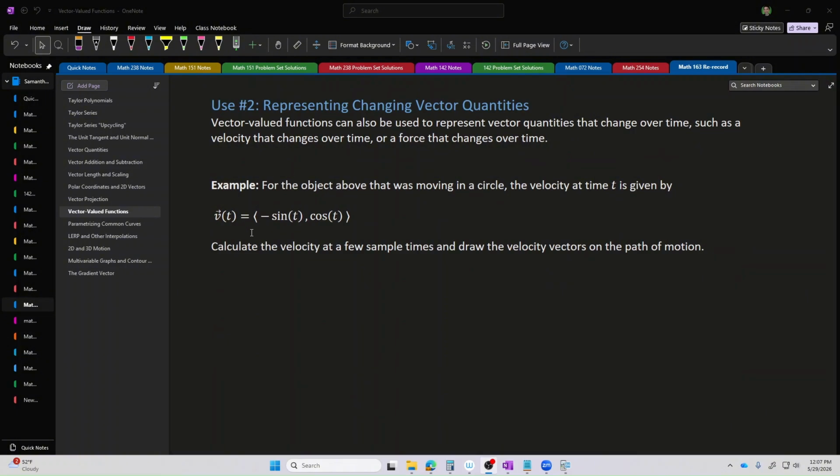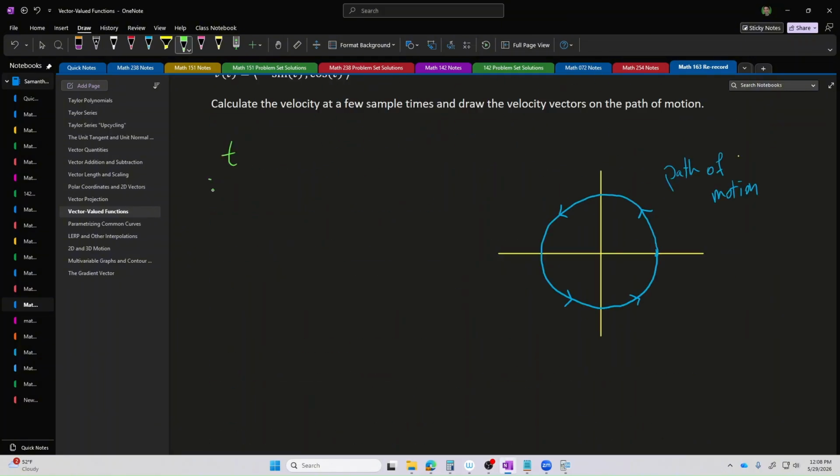The velocity of the object at time t is given by negative sine in the x component and positive cosine in the y component. So let's go ahead and calculate this velocity vector at a couple of different moments in time, and let's draw those velocity vectors on the path of movement. So setting up a table with the same sort of convenient values of t as before, 0, pi over 2, 3 pi over 2, and 2 pi. Now let's see what the velocity is doing at each of these moments.